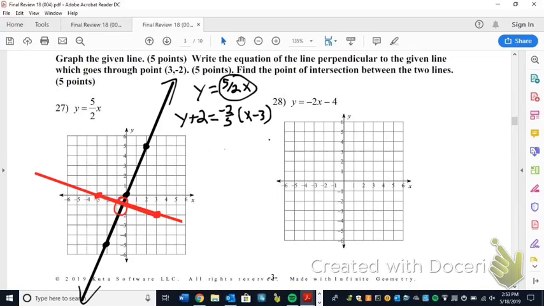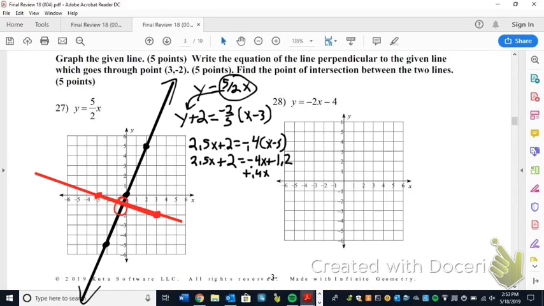Then we know that y equals 5 halves x, and we're going to plug it in there. Now what I'm going to do here is turn this into decimals. So I'm going to go 2.5x plus 2 equals negative 0.4 times x minus 3. Then we're going to distribute, so we get 2.5x plus 2 equals negative 0.4x minus 1.2, or plus 1.2, because we have two negatives.